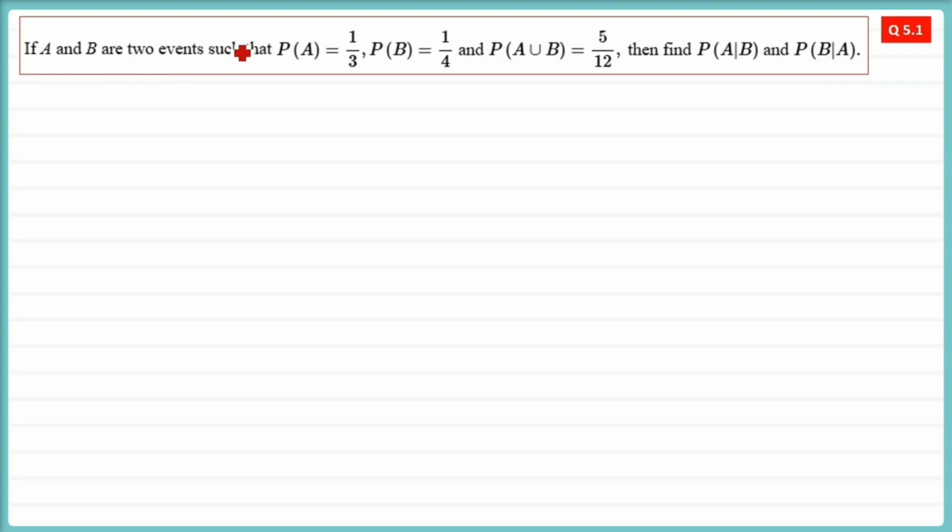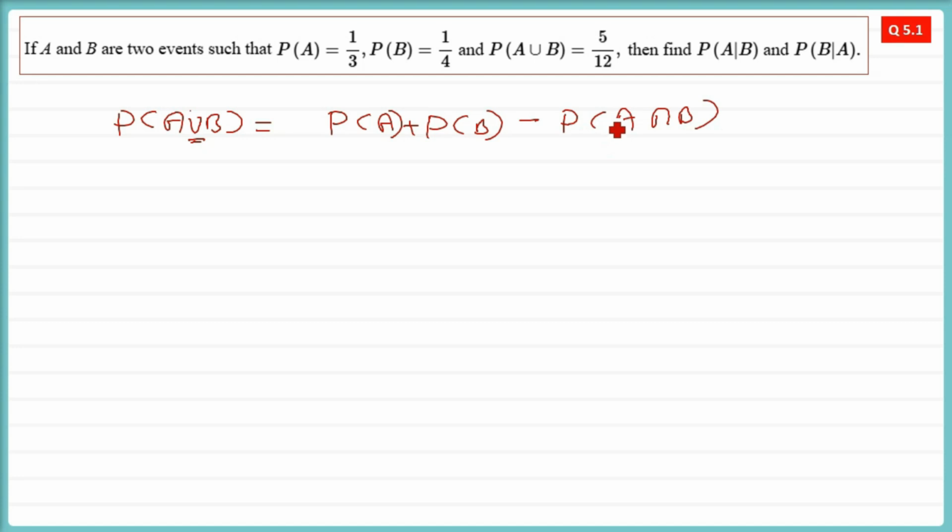Now you have A and B two events, P(A) is given, P(B) is given, A union B is given, which is 5 by 12. A given B and B given A have to be computed. So we have used a formula just now, which is P(A union B) equals P(A). Whenever I'm saying P(A), it's actually the probability of A. P(B) is the probability of B. So just understand that these are the ways of saying the probability. So P(A intersection B) has to be subtracted. P(A union B) is given, so write it here, 5 by 12. P(A) is 1 by 3 and P(B) is 1 by 4.